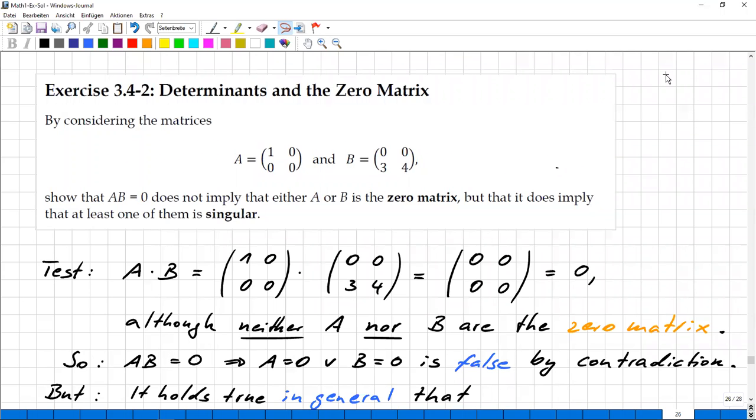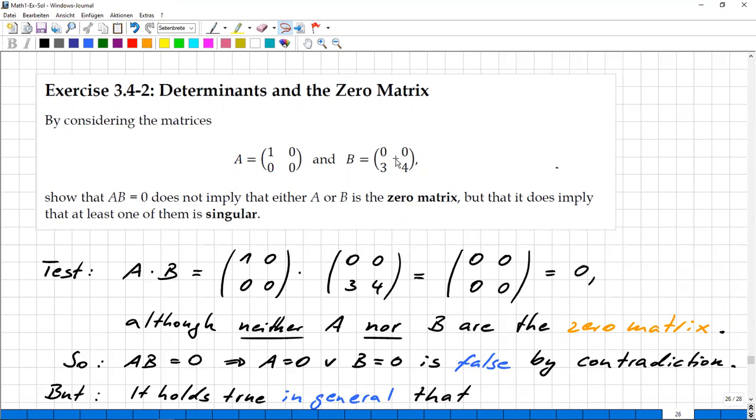So the next one is again about determinants, but also about the zero matrix. It's quite an interesting phenomenon to be seen here. We have an example of two simple 2x2 matrices. Perhaps it strikes you that one of them has a 0 column, the other has a 0 row. So it's quite obvious that they are singular. In this case, they are both singular, but this is not so important.